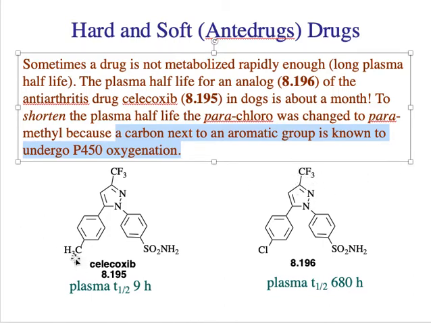So what they did was they added this methyl group next to an aromatic group. And now cytochrome P450 knows exactly what to do with that. It's going to oxygenate. It's going to put an OH there. It knows exactly how to handle that. And so once it does that, then it can start the metabolism process.